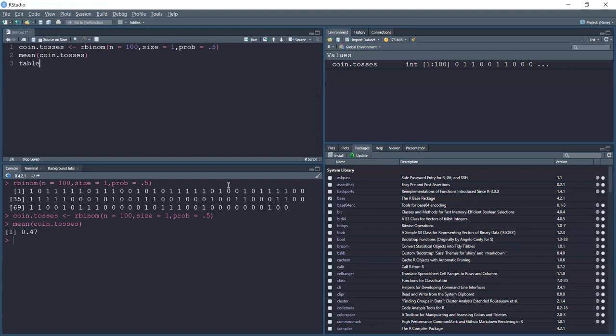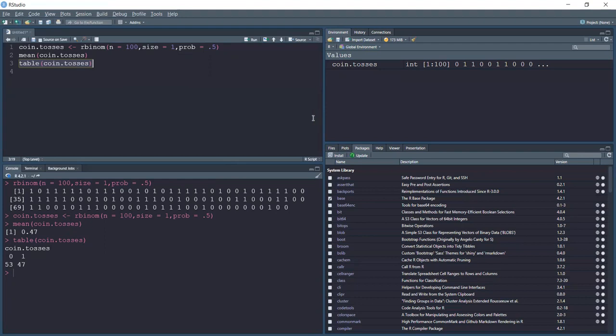So roughly half of them are 0, and the other half, I think we can do this with table. This might work. Right, so out of these 100 simulations, 53 of them are tails, 47 of them are heads. But besides the mean, I could calculate as well the variance.